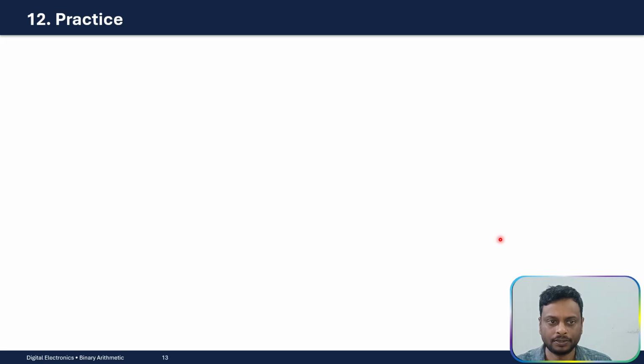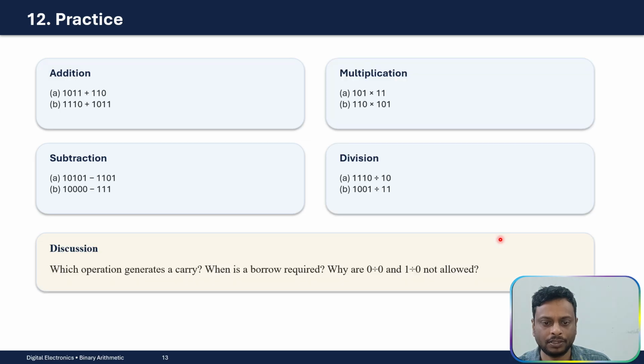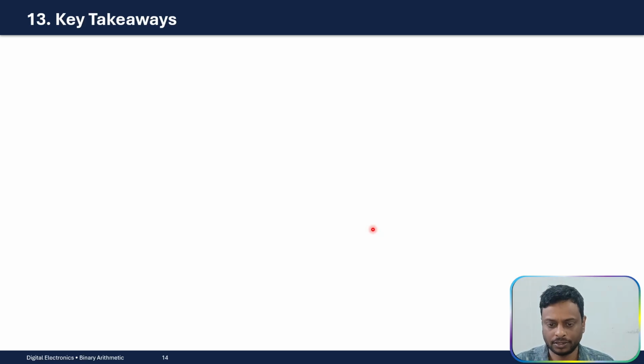Okay. So you can practice at your home. These are the assignment for you. So we have seen which operation generates a carry, the sum operation. When is borrow required? When the minuend is less than the subtrahend. 0 by 0 is not allowed because 0 by 0 is not a valid quantity, and 1 by 0 is also not allowed, because anything divided by 0 will be infinite. Okay, so that's all.